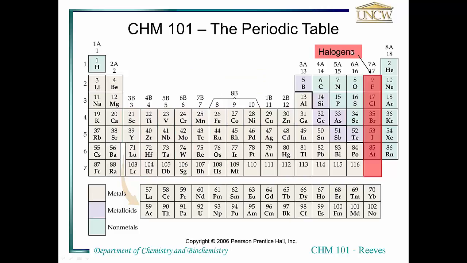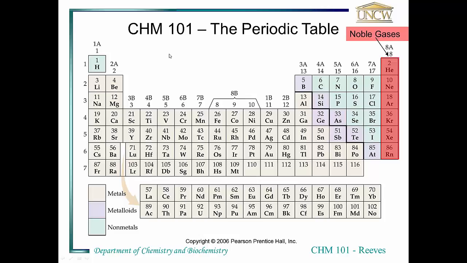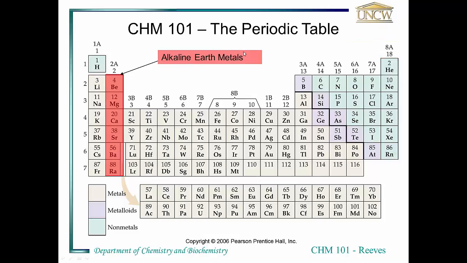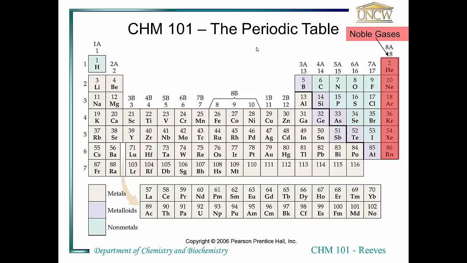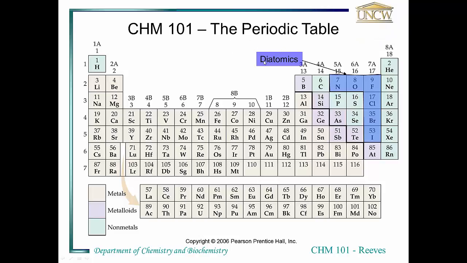In addition, then, we have the halogens, fluorine, chlorine, bromine, iodine, and astatine, known as the halogens, and finally the noble gases. So those columns, the alkali metals, the alkaline earth metals, the transition metals, the halogens, and the noble gases, you need to know the names of those columns as I've just indicated they are. In addition, it's important to know which elements exist in nature as diatomics. So nitrogen, oxygen, and all the halogens are diatomic in their elemental form in nature.